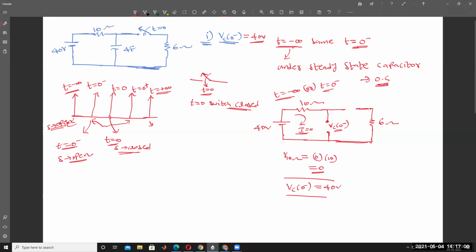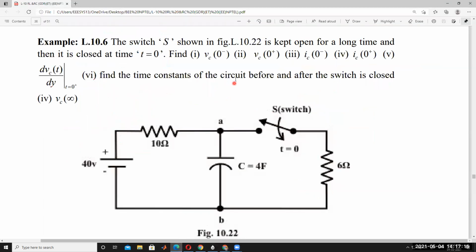And then at t is equal to minus infinity, the position of the circuit is same as at t is equal to 0 minus. That's why VC of 0 minus is equal to 40 volts. Is it clear? And then what is the next question? VC of 0 minus, VC of 0 plus.